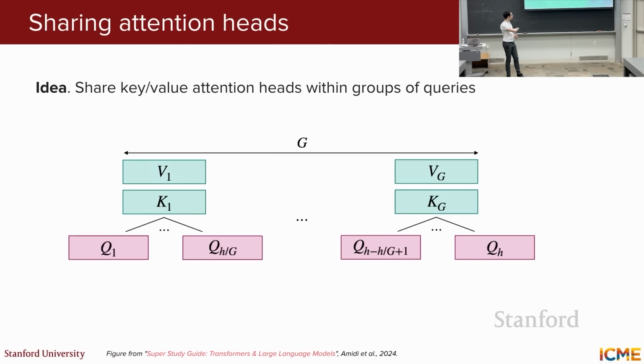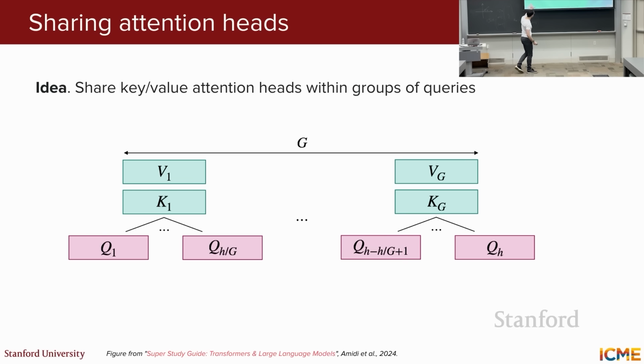Okay, so the first variation is, instead of doing the full n by n attention, people sometimes do local attention. The second variation, which is kind of orthogonal to all of this, is to not have one projection matrix per head, but to share projection matrices across heads.